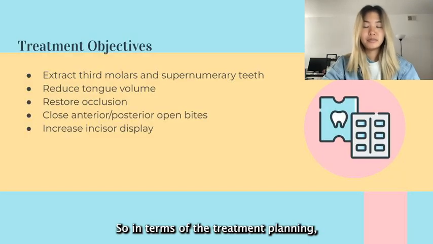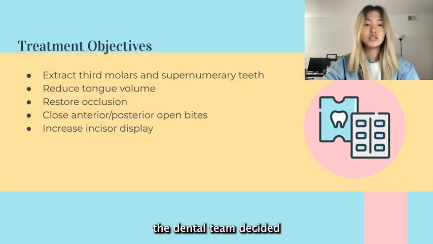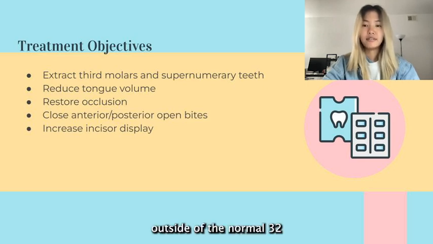So in terms of the treatment planning, the dental team decided they were going to extract the third molars, also known as the wisdom teeth, and a supernumerary tooth that the patient had, which basically means an additional tooth outside of the normal 32 count of adult teeth.